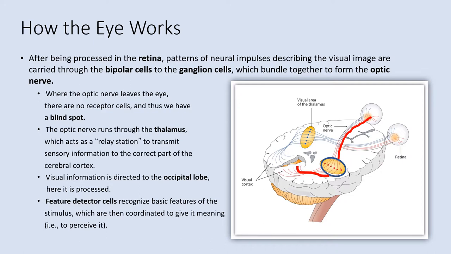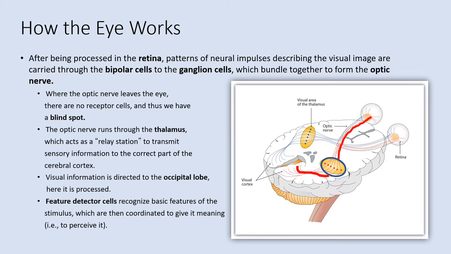Feature detectors recognize basic features of the stimulus, which are then coordinated to give it meaning. For example, that's when we perceive it. Cells in the visual cortex respond to very specific types of stimuli. Some are sensitive to lines, some to edges, and some only react to more complicated stimuli. The key point is that cells in the visual cortex seem to be highly specialized. They have been characterized as feature detectors, neurons that respond selectively to very specific features of more complex stimuli.